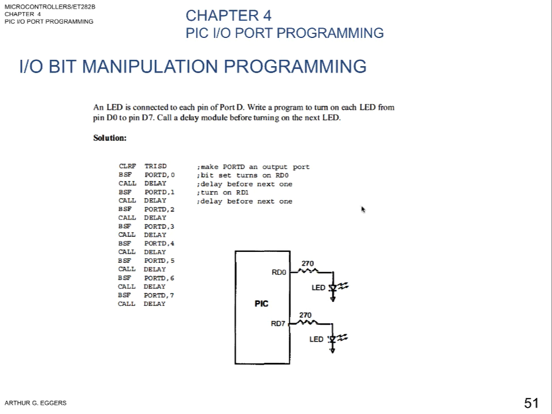Okay, if we take a look at this little example here, we can see that we're looking at an LED connected to each pin of port D, and it asks us to write a program to turn on each LED from D0 to D7. Call a delay module before turning on the next LED. Again, if you didn't put the delay in there, you probably won't see it. You're not gonna have a board that you can work on, but you can certainly see this.